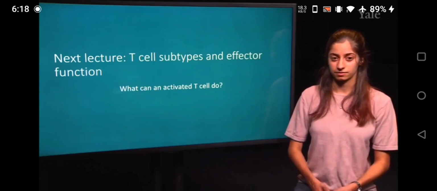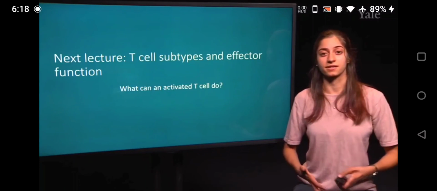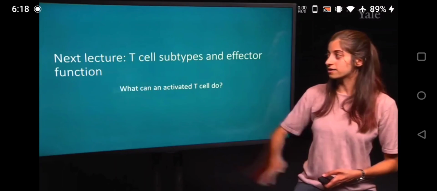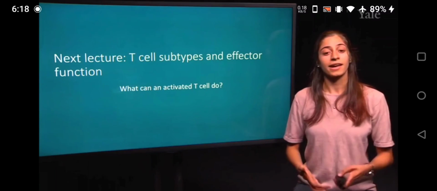For our next lecture, we'll talk about what happens after the T cells have become activated. We'll address the different T cell subtypes as well as their different effector functions. Answering the question, what can an activated T cell do?